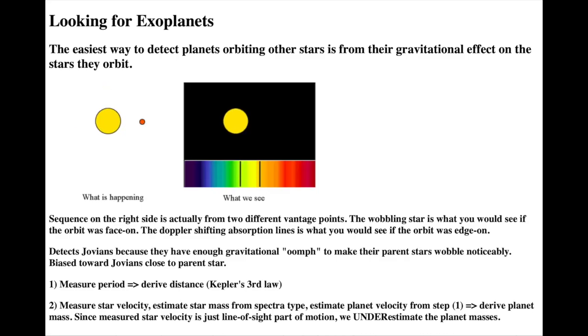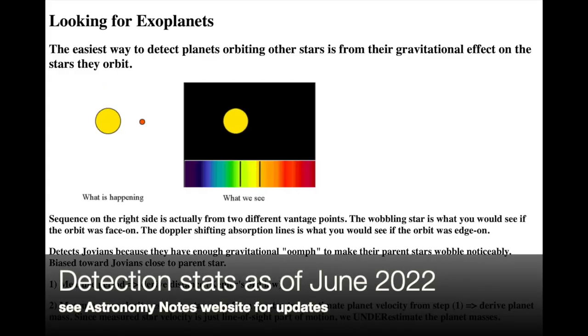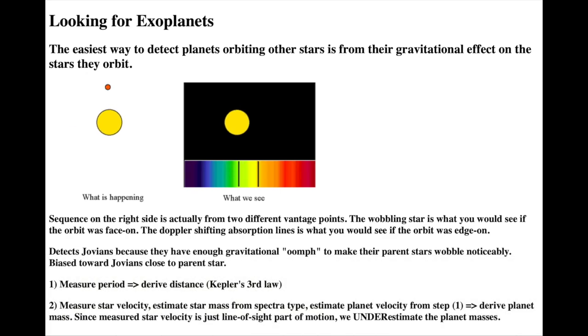If the star wobble is large enough, we may be able to actually see the star's position change on the sky. That is the astrometric technique, but it's really hard to see because our atmosphere blurs things so much. Only one exoplanet has been found using this technique so far. Both of these techniques rely on the gravitational tugging between the exoplanet and the star, so they are only able to detect the massive Jovian exoplanets because they have enough gravitational oomph to make their star wobble noticeably.